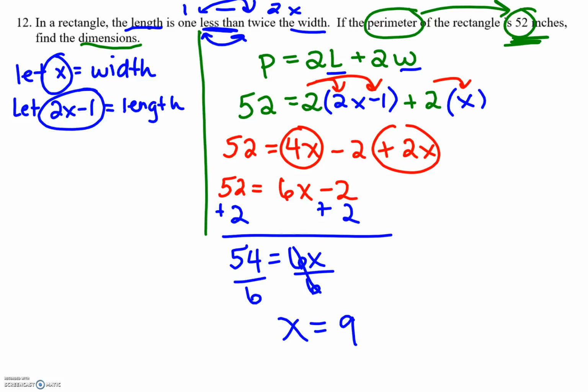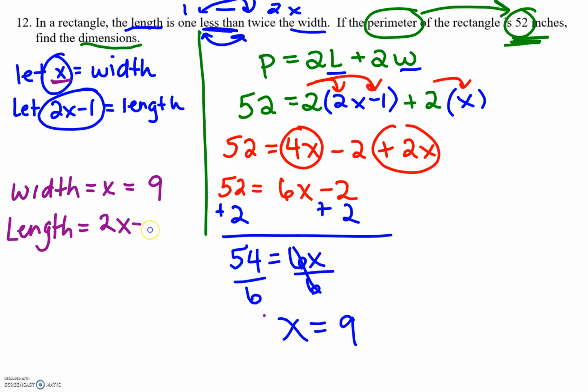So again, the problem says find the dimensions. All we know right now is that x is equal to 9. So I'm going to go back to my legend, and we said x is the width. So the width is x, which means the width is 9. The length is represented by 2x minus 1, so it's 2 times 9 minus 1. 18 minus 1 is 17. So our width is 9 and our length is 17.